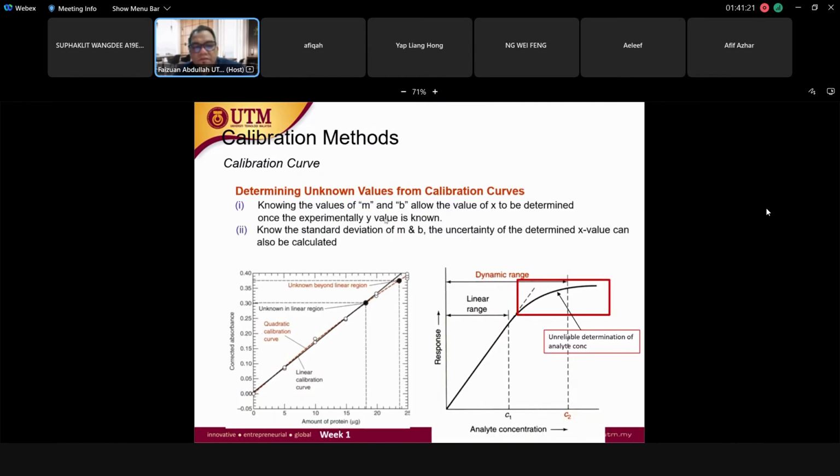Okay, determining unknown values from the calibration curve. We have prepared the calibration. If the unknown sample lies between these concentrations, for example here, the instrument will read according to the calibration plot, so it refers to the concentration here. All right, that is how we teach the instrument.